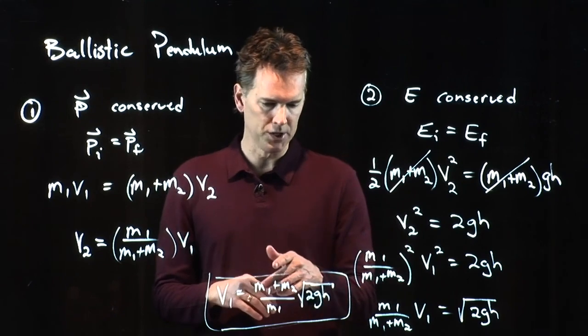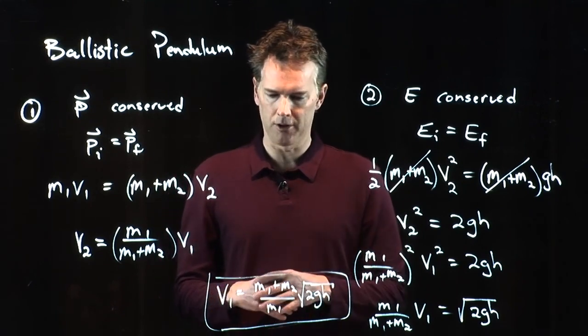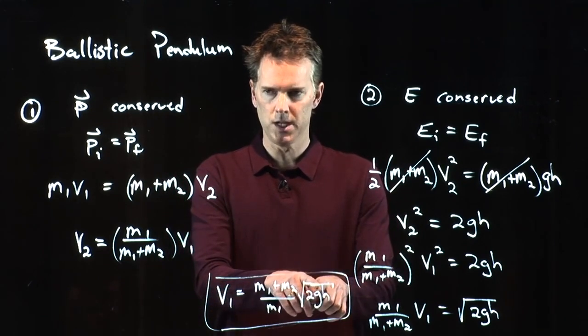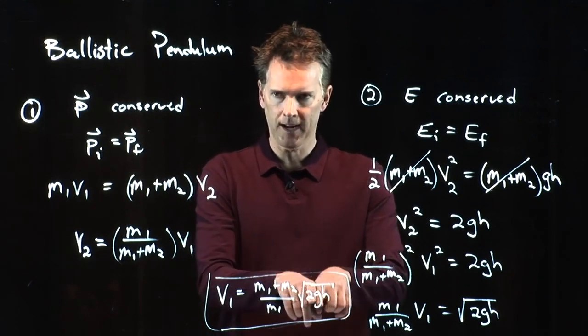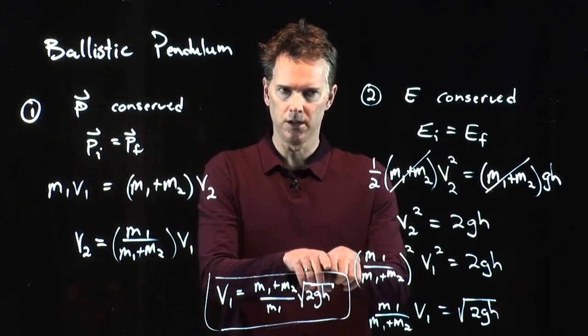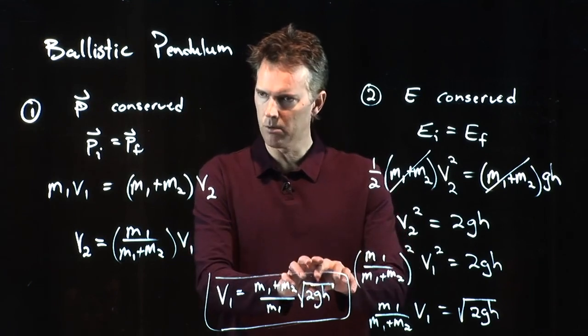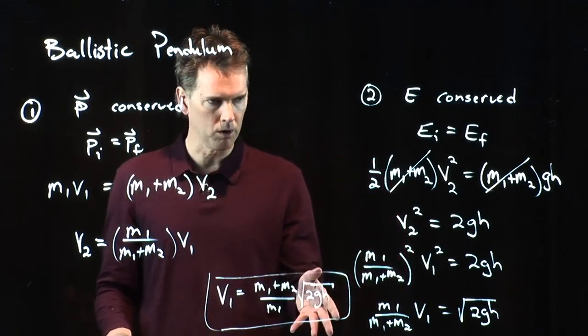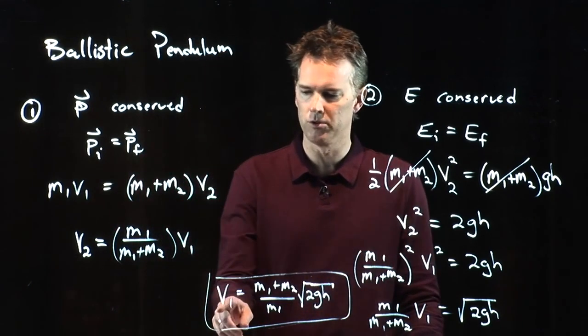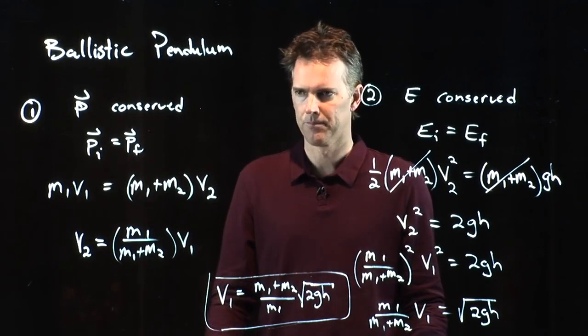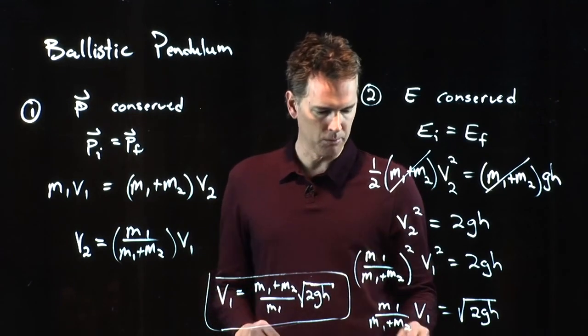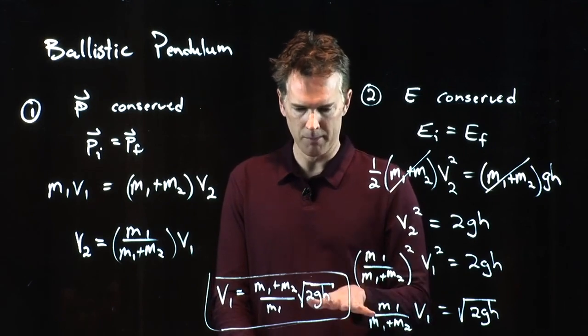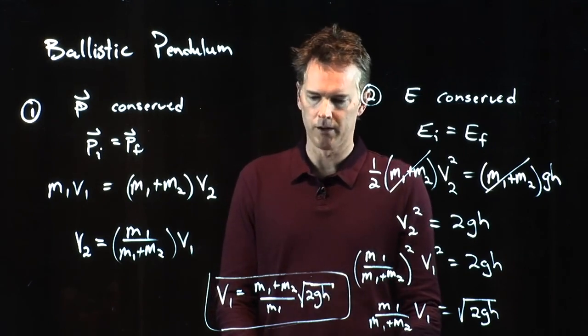And finally, you can double check the units. The m's cancel out. We get the square root of 2gh. g is meters per second squared. h is meters, so I'm going to get meters squared over seconds squared, but I take the square root of that, I get meters per second, which is, of course, velocity. So this looks like the right answer in terms of limits and units.